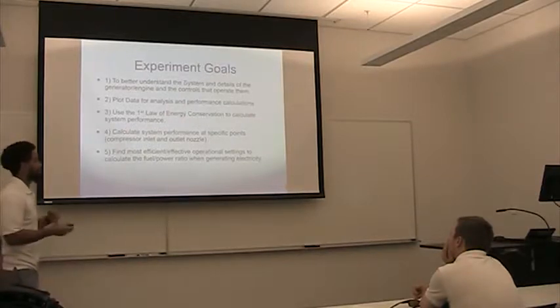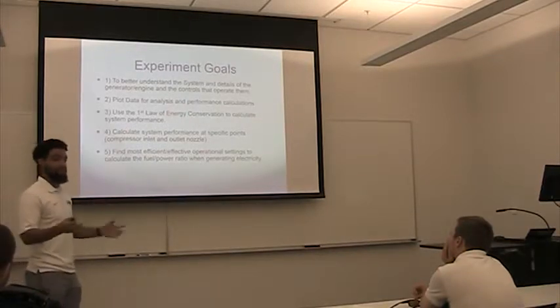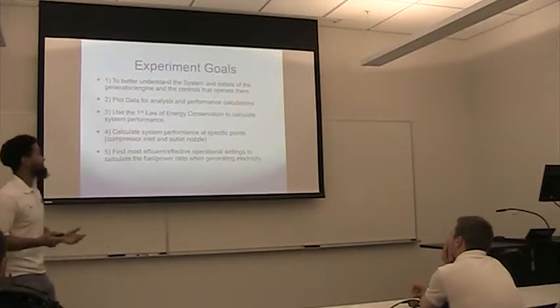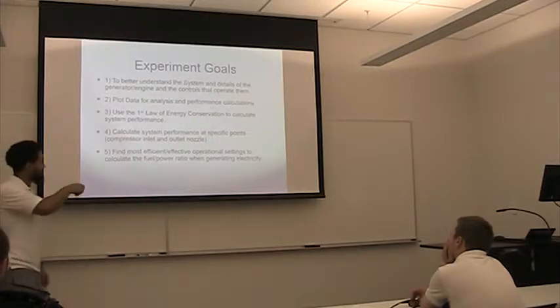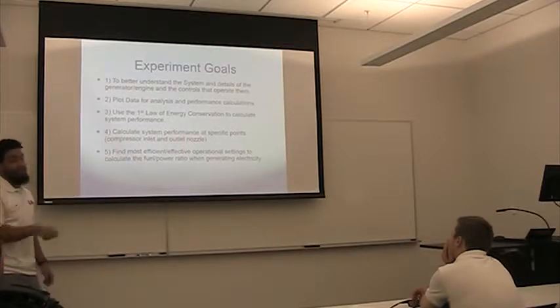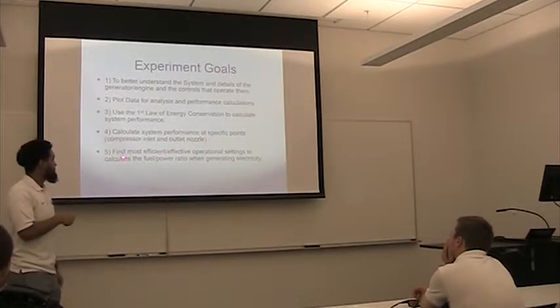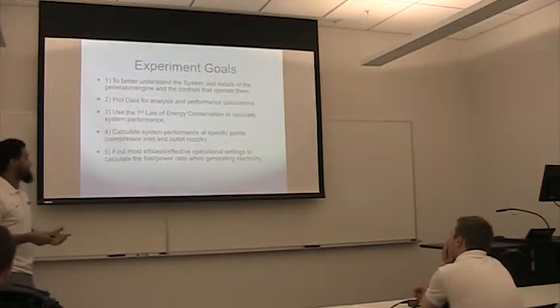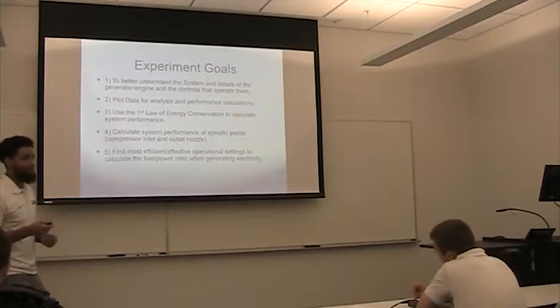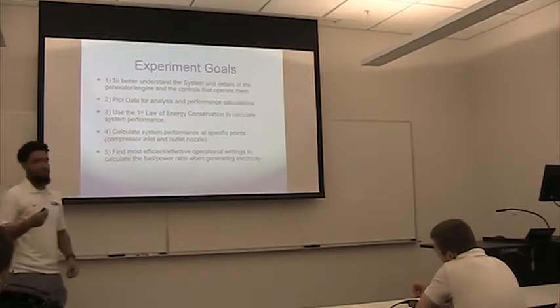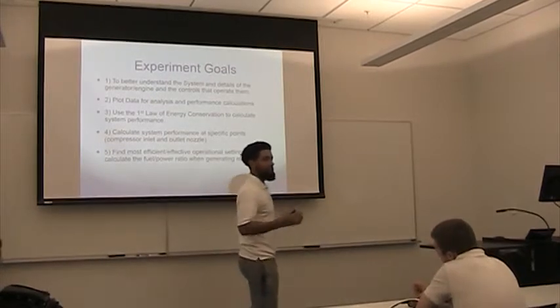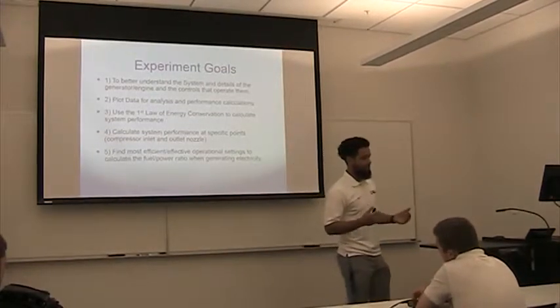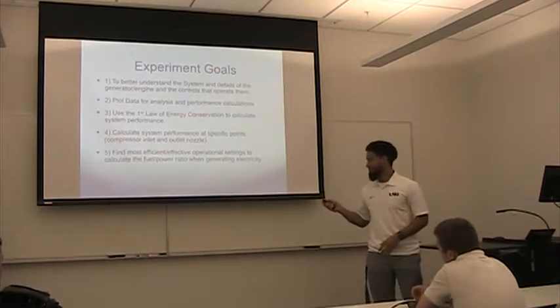As we're familiar, the first law of energy conservation is very similar to the first law of thermodynamics. Can't create or destroy mass, et cetera, et cetera. We're going to calculate system performance at specific points, so at the compressor inlet and at the outlet nozzle. We're going to then find the most efficient or effective operational settings to calculate the fuel power ratio when we're generating electricity. So when we're running the system, how we want to have this system run, so we can know what is happening when it's not running at full performance.